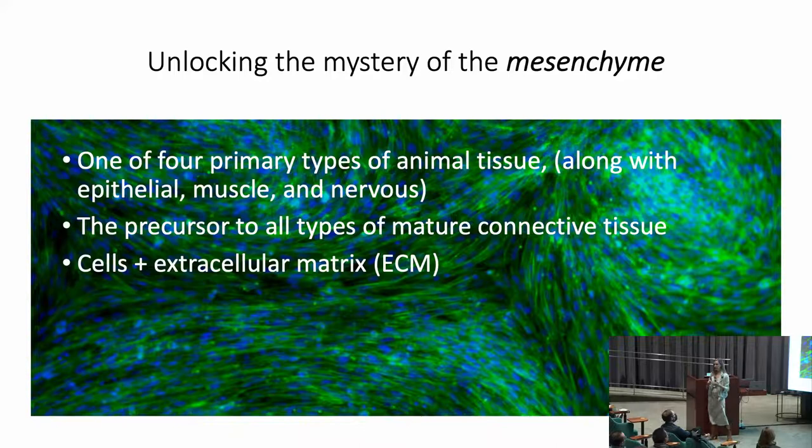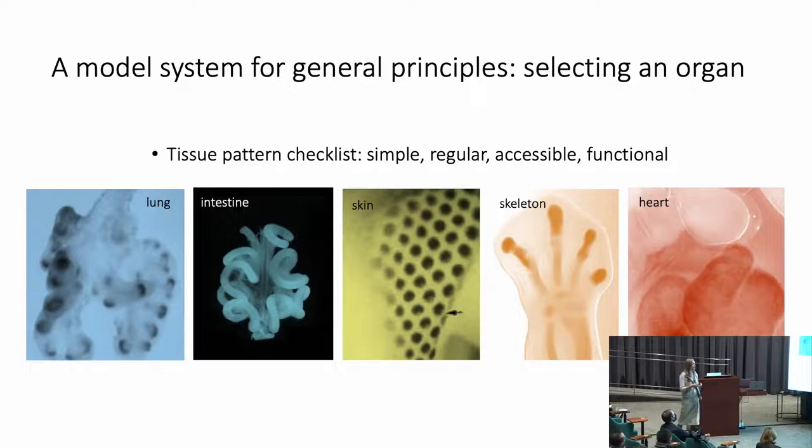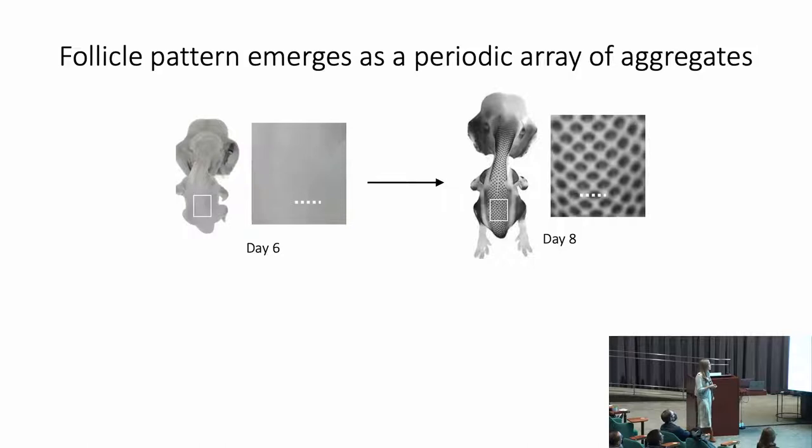And so we're strategic about how we select our model organs. And in the lab, we're working with a few different organ systems, but the work I'll talk about today pertains to the skin, which brings with it a really welcome simplicity in its form, in that it's just a sheet, and also in the pattern, which is really a simple grid of follicles. And so this grid is especially regular in our model system of choice, which is the chicken embryo. And this pattern emerges at about a week into development.